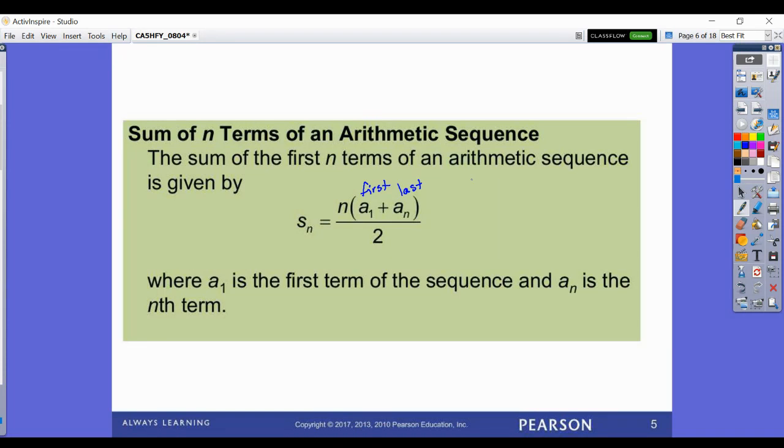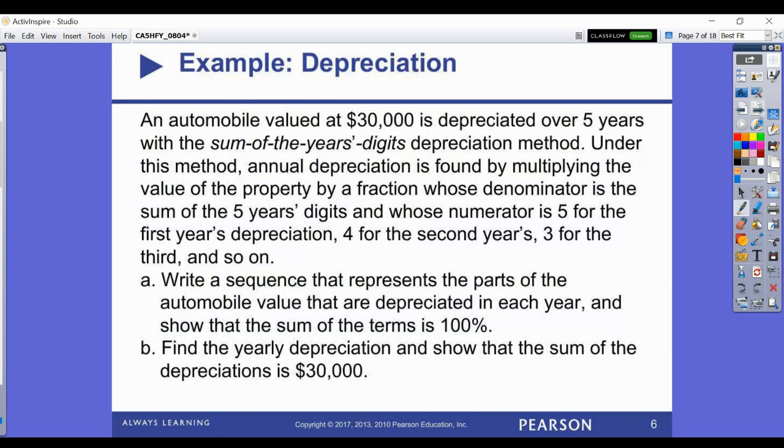Basically, it's adding up all of the averages. So there's the formula. It's on your sheet. There is a second formula on the sheet, and that one can work too. It just kind of depends. This one you have the first and the last term. In the other formula, you only have the first term and the common difference. So it works the same way. You just have different parts to plug into it.